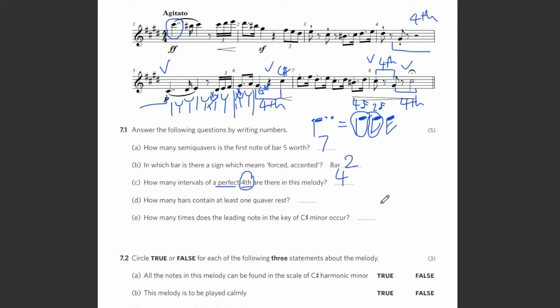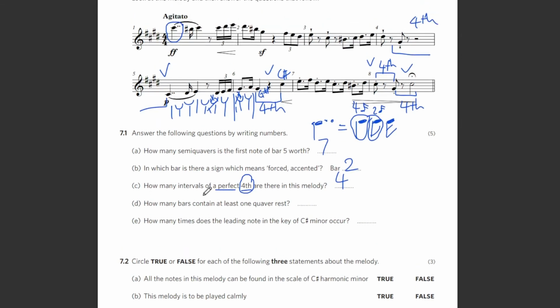Okay. Next, let's move on to D. How many bars contain at least one quaver rest? Okay, so this bar has a quaver rest. This bar has a quaver rest. This bar has a quaver rest. This bar has a quaver rest. This bar has a quaver rest. So 1, 2, 3, 4, 5. So there are 5 bars with at least a quaver rest.